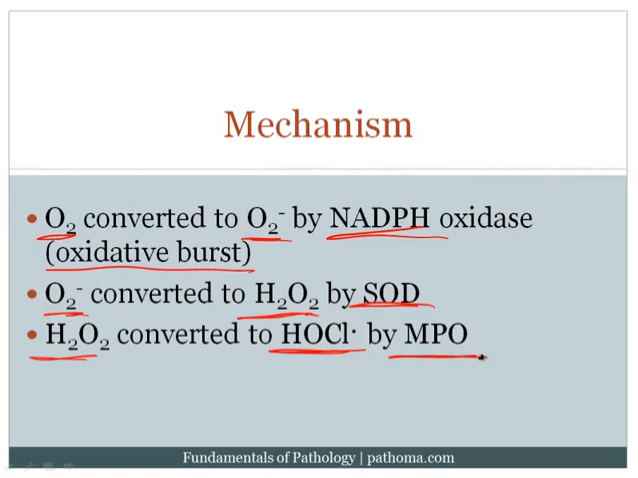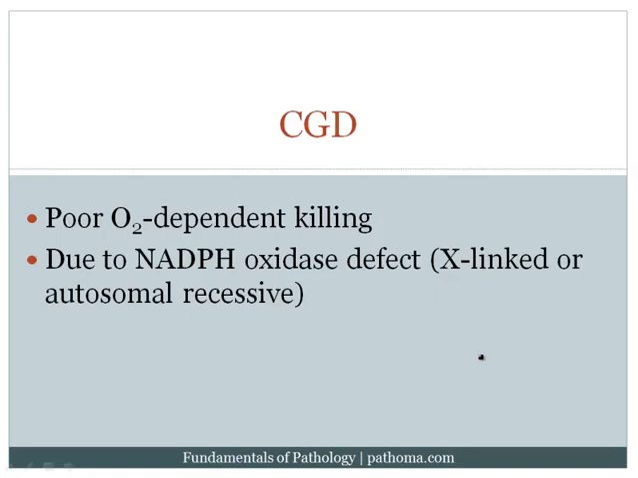Now, that's the normal, and there are a couple of disease states in which this normal can be disrupted. The first of those is called chronic granulomatous disease. What happens in chronic granulomatous disease is that you get poor O2-dependent killing. Because O2-dependent killing is defective, the patient gets regular infections and develops chronic granulomas. So that's called chronic granulomatous disease.